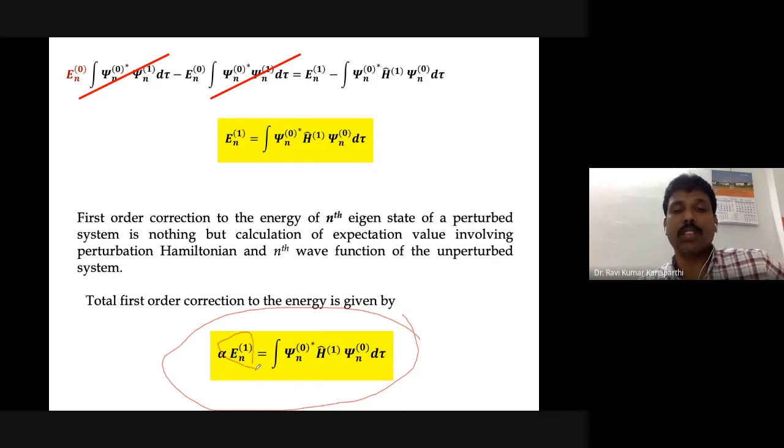En1 is the first order correction to the energy. It is just an integral involving the perturbation Hamiltonian, and basically it is an expectation value, whether you noticed or not. But it is very clear that this is an expectation value involving the perturbation Hamiltonian, using the unperturbed wave functions. Before perturbation, the wave function will have a general form of psi n 0. So it is essentially the expectation value of the Hamiltonian.